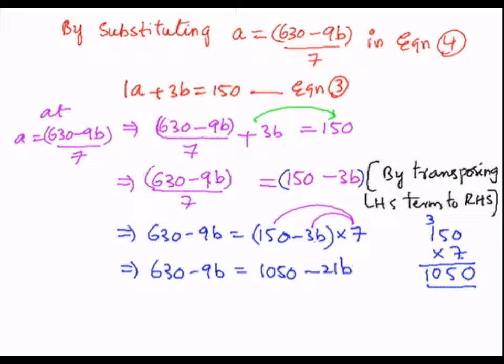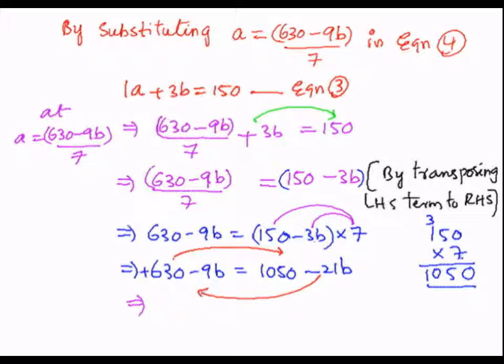So here this equation consists of only one variable, that is b. I want to write all the variables, that is b, on one side, on the left hand side. So the next logical step is to transpose the plus 630 over to the right hand side and the minus 21b over to the left hand side. 630 with positive sign, when transposed over to the right hand side, becomes minus 630. Minus 21b, when transposed over to the left hand side, becomes plus 21b.